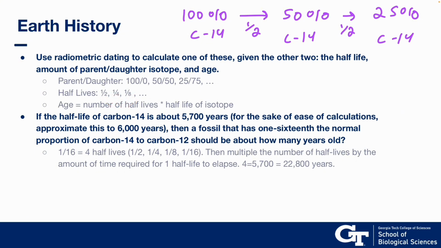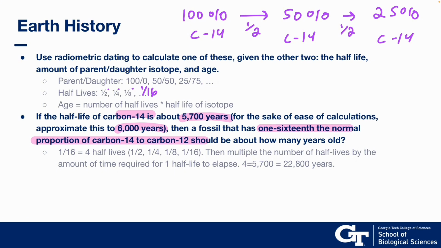And then to figure out the age, we take the number of half-lives that have elapsed multiplied by the actual half-life in years of the isotope. So for example, in this question, we're told that we have carbon-14, and it has a half-life of 6,000 years, just to make things easy on us. And then a fossil that has 1/16th the normal proportion of carbon-14 should be how many years old? So again, looking at our ratios here, 1/2, 1/4, 1/8, 1/16 as the number of half-lives increases.